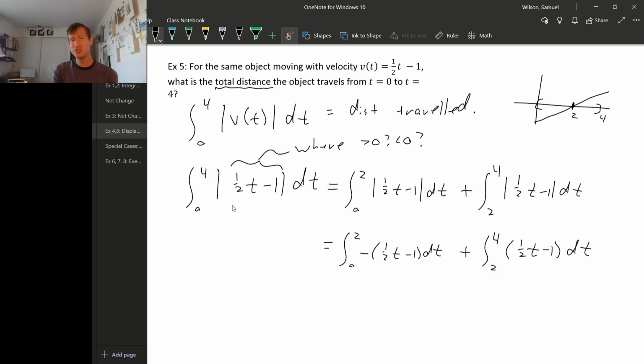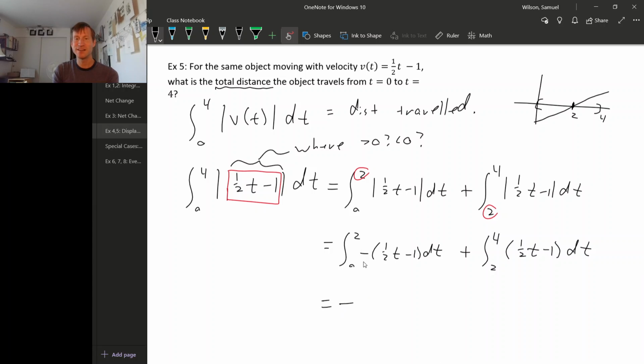If you ever need to integrate an absolute value, this is the usual way to do it. You need to figure out where the expression inside the absolute value is positive or negative, where it switches, split the integral up wherever it switches from positive to negative, and then integrate each piece. Okay, so now we can finish this one up.